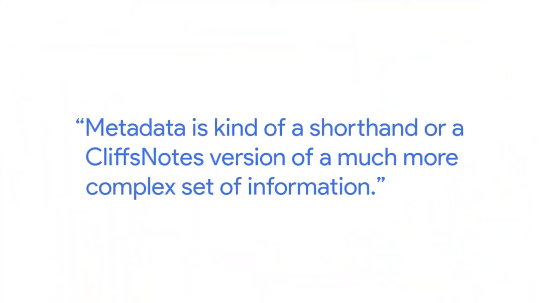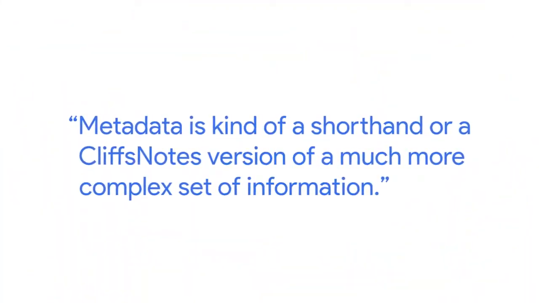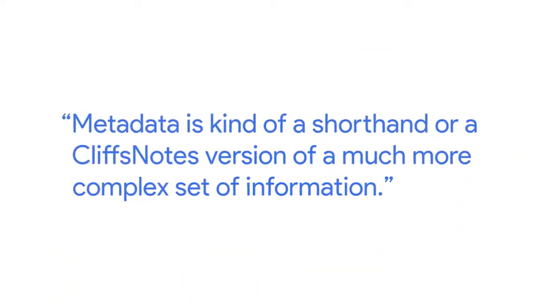Metadata is basically the key to your larger data set. It helps describe what's in the rows and the columns of the data that you'll be working with. Metadata is kind of a shorthand or a Cliff's Notes version of a much more complex set of information.